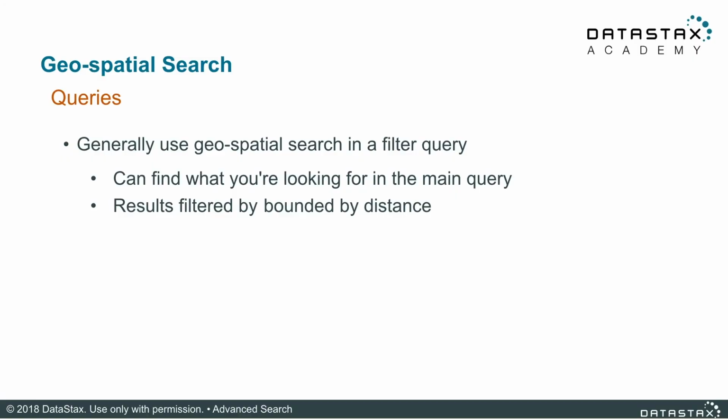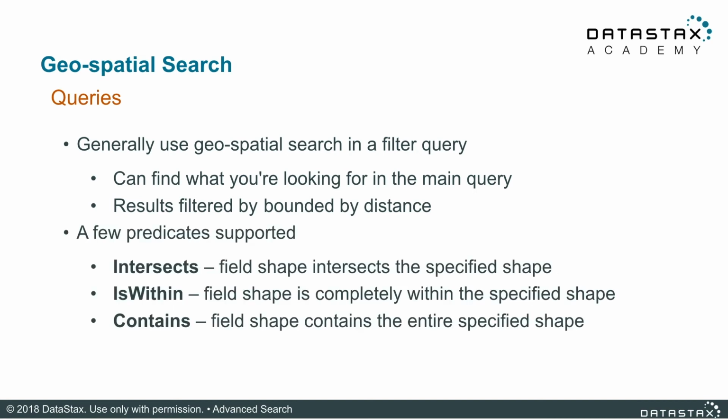Typically, you'll find that geospatial queries are best used as a filter query. In most cases, geospatial is used to support some main search by filtering out results that are not in a specific location or bounded by a distance. There are three predicates, or functions, that you can use for comparing two shapes: intersects, is within, and contains. Intersects can calculate if any part of a shape intersects or touches another shape. Is within determines if a shape is completely within another shape, and contains is also similar, but in reverse. It determines if the second shape is completely within the first shape.